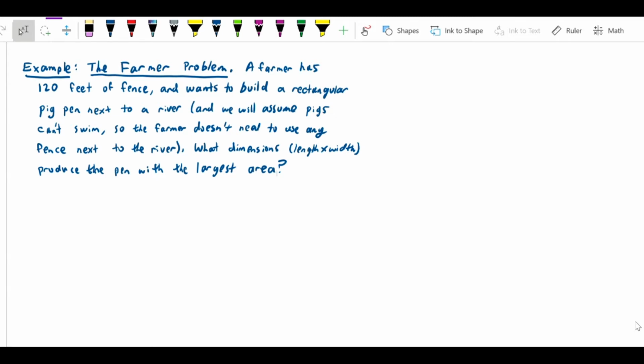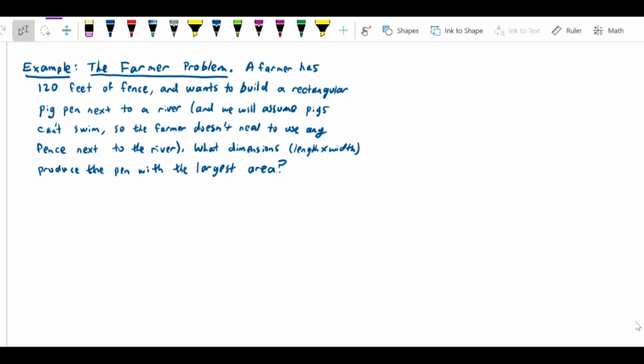So we have here a farmer. A farmer has 120 feet of fence and wants to build a rectangular pig pen next to a river. And we're going to assume that pigs can't swim, so the farmer doesn't need to fence the side that abuts the river. So the question is, what dimensions, length by width, will produce the pen with the largest area, given, of course, that the farmer only has 120 feet of fence.